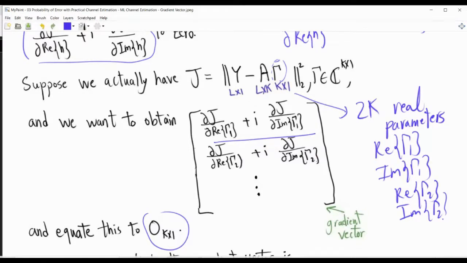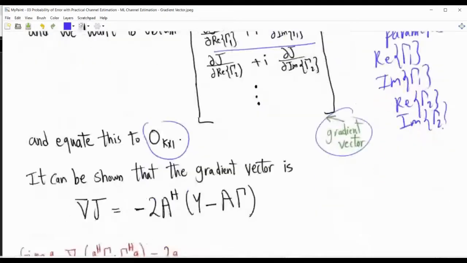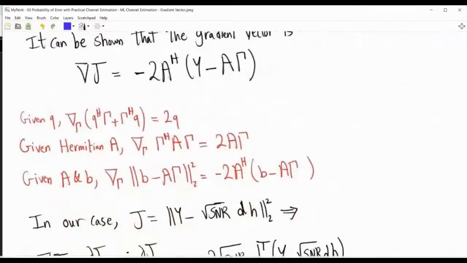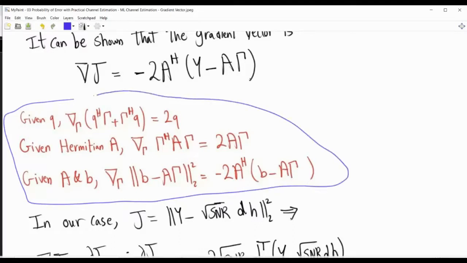So if there is a trick to get this gradient vector in a magic way, just equate it to the zero k by 1 vector, and it's as if you are computing the partial derivatives with respect to the real parts and imaginary parts, and then equating all partial derivatives to zero. So here are the rules. You can derive them; they are not difficult to derive. These rules are your friend. They are very important. Keep them in mind.